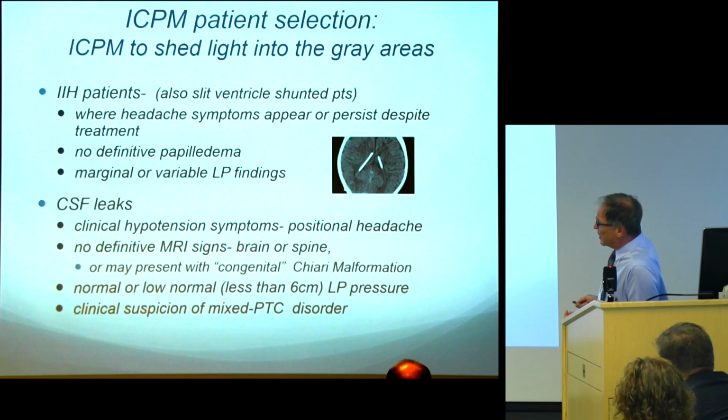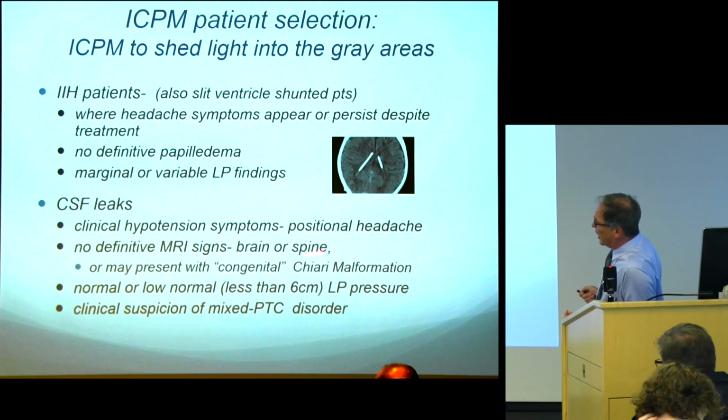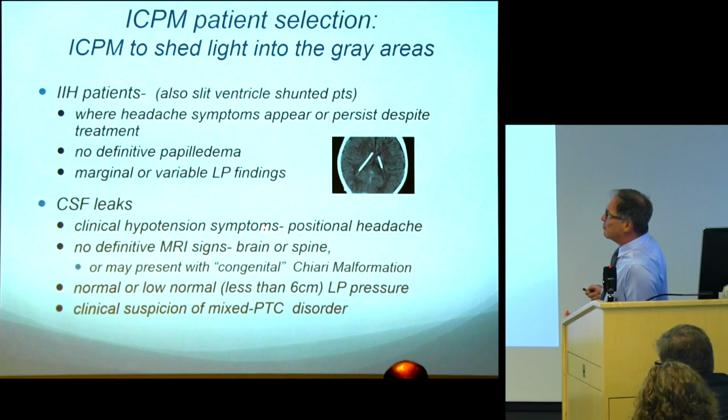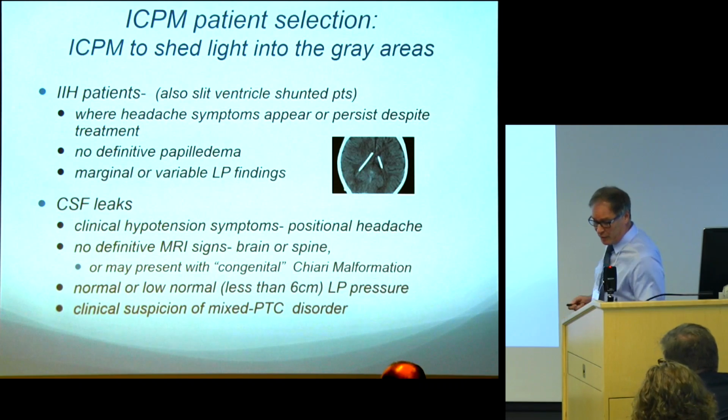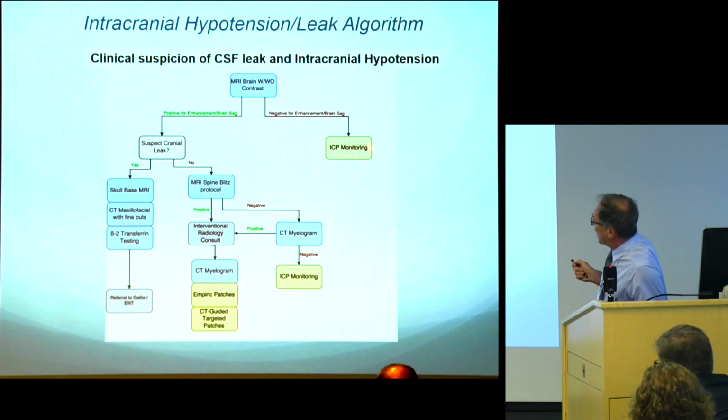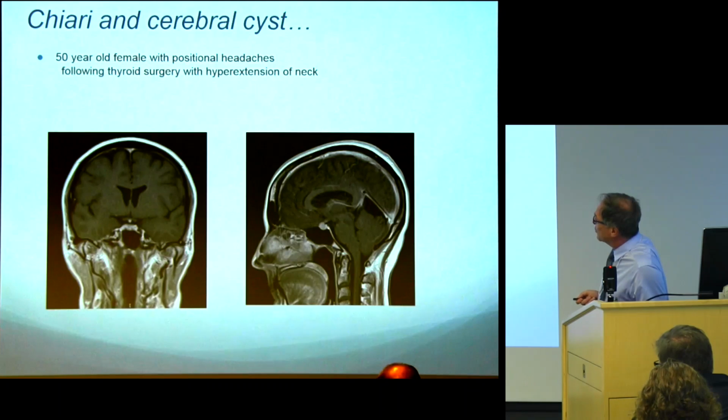In the case of the CSF leaks, clinical suspicion of hypotension is with positional headaches, and there are other symptoms, of course, that can go along with that. No definitive MRI signs, in other words, no sagging, no definitive CSF leak on a normal MRI. However, they may have a Chiari malformation, that's sometimes how they present to us. So these are patients in which we may need much more information to decide if they truly have a CSF leak, because it's hard to identify them otherwise. We have a protocol at the hospital for when we use ICP, and you can see there's also a protocol for looking at the CSF leaks more generally in this case.